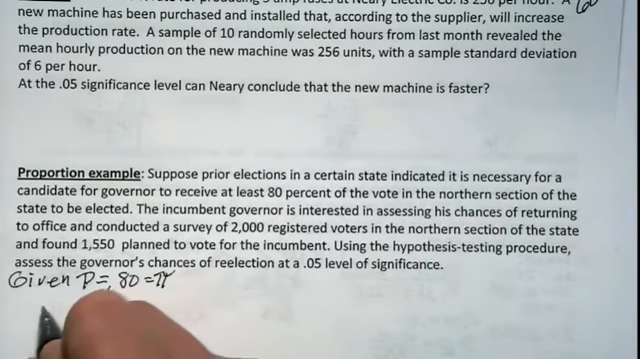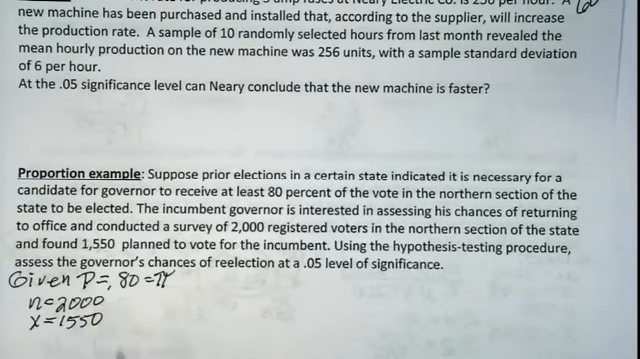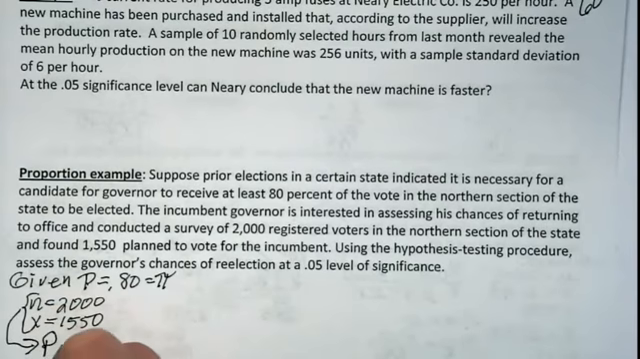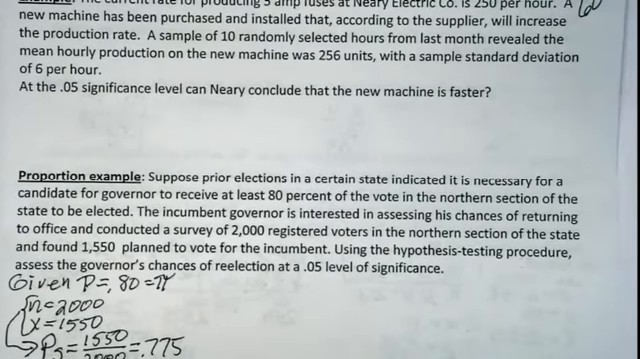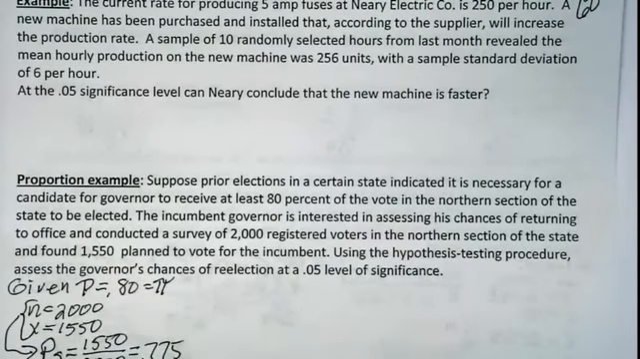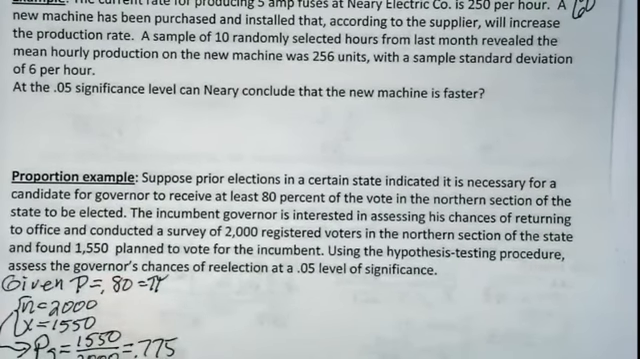We sampled 2,000 people, and we found that 1,550 will vote for the incumbent. Well, from this information, you calculate the sample proportion. 1,550 over 2,000 is 0.775. Well, are these statistically the same and he's going to win the election? Or are they statistically different and they're not?